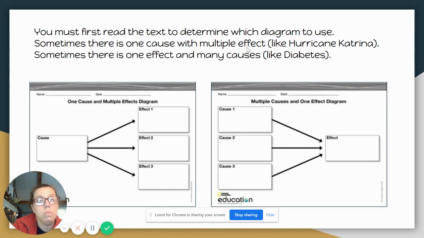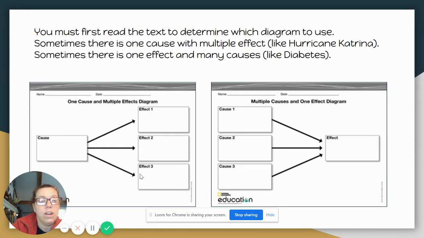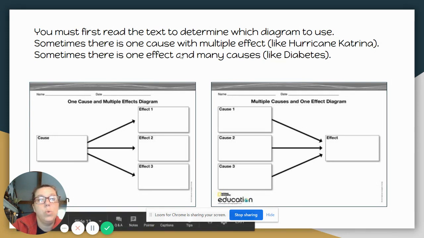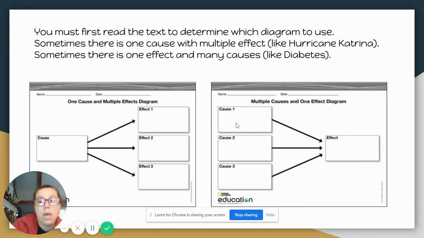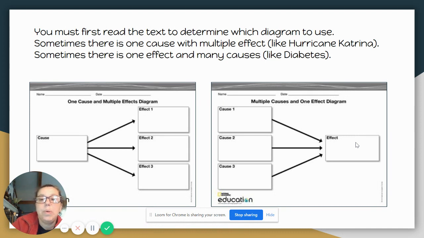Sometimes there is one cause with multiple effects, like Hurricane Katrina. So here, Hurricane Katrina, what the effect was, and that was just like on our last slide right here, and it had all these effects. Sometimes there is one effect and many causes, such as diabetes. So poor eating habits, lack of exercise, other health conditions can all lead into having diabetes. So cause and effect, a little bit different than problem solution. It's going to be the one that's hardest for you to figure out, but we are here to help.